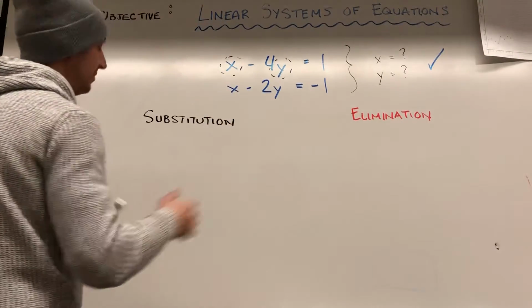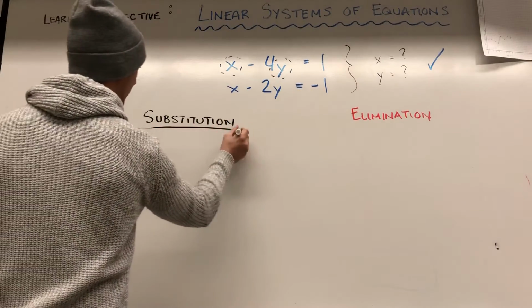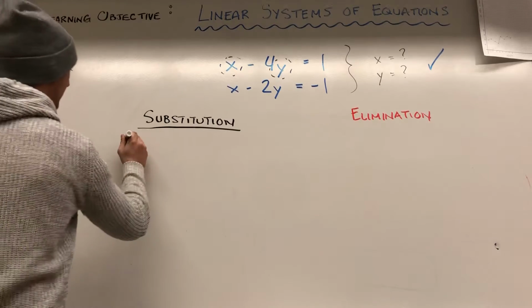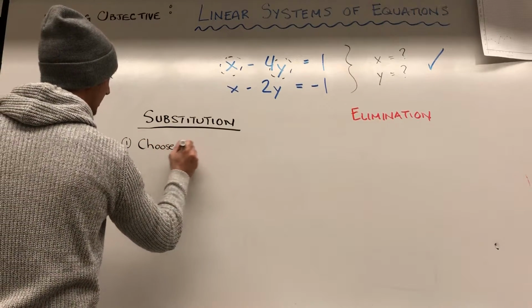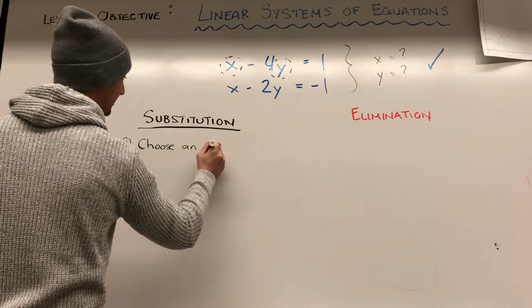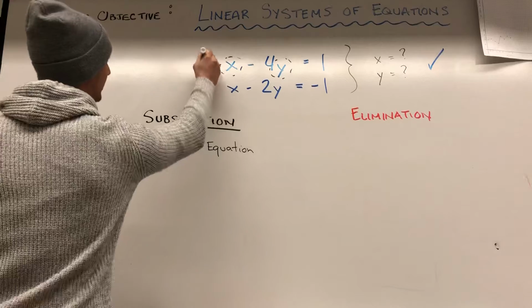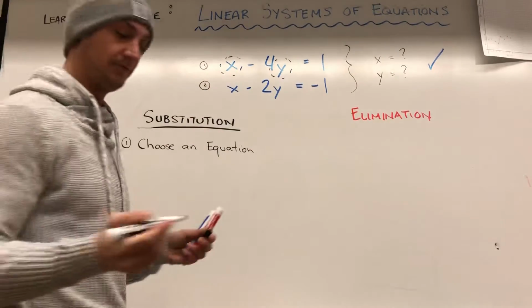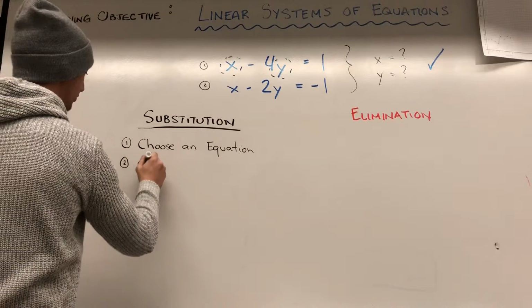In order to do substitution, here are the steps, okay? You're going to follow these steps religiously. Step 1, choose an equation from the system of equations. Choose an equation, okay? So we can call this 1, call this 2. You've got to choose one of them. Choose an equation. Step 2, now choose a variable.